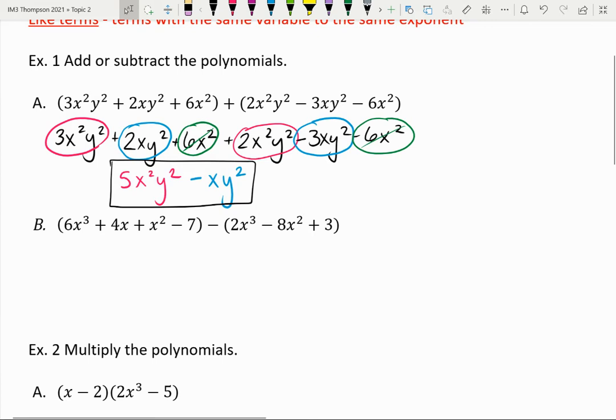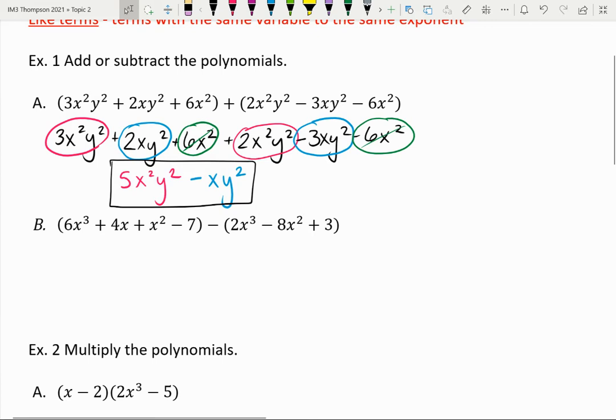I don't think that you'll find that this section is very complicated. Guys, one thing at a time. One thing at a time. Yes. How did you get negative xy squared? 2xy squared minus 3xy squared. So 2 minus 3 is negative 1.